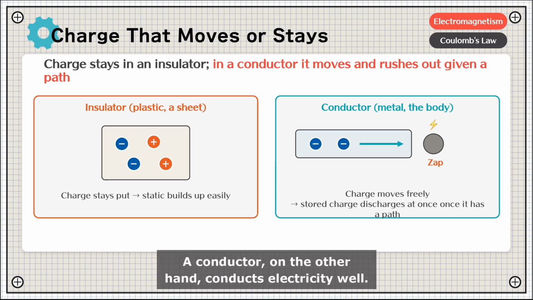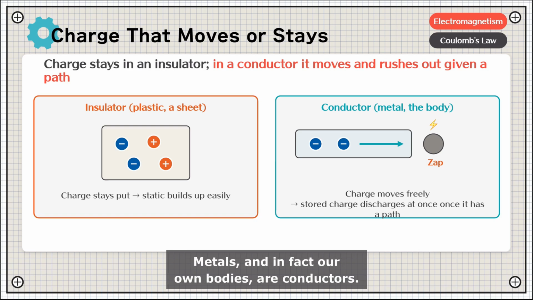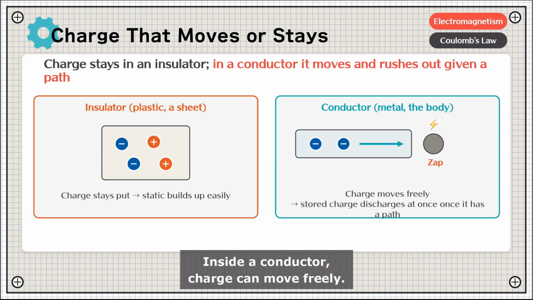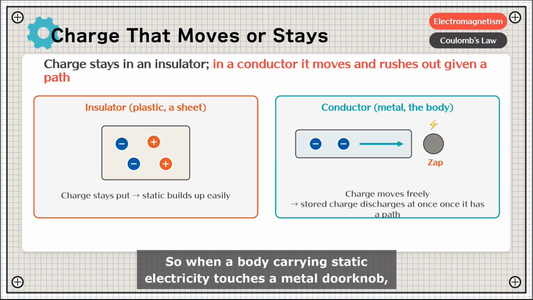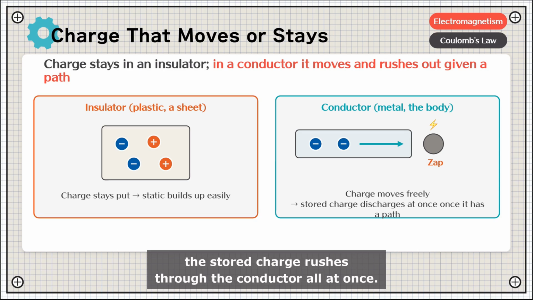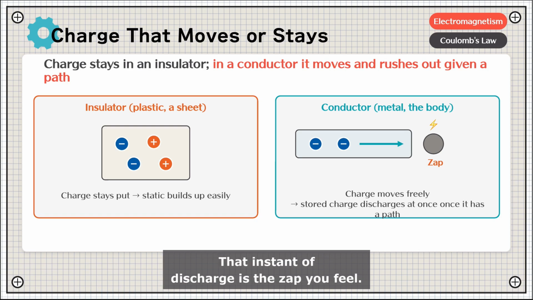A conductor, on the other hand, conducts electricity well. Metals, and in fact our own bodies, are conductors. Inside a conductor, charge can move freely. So when a body carrying static electricity touches a metal doorknob, the stored charge rushes through the conductor all at once. That instant of discharge is the zap you feel.